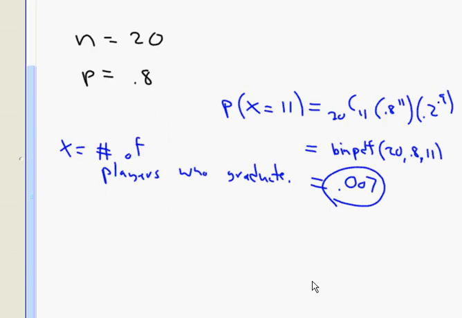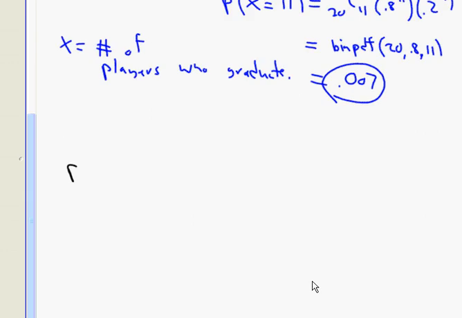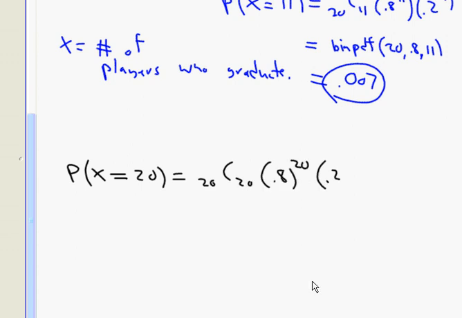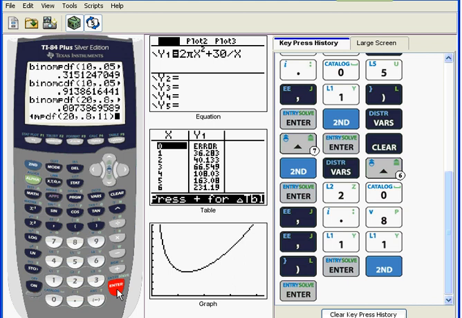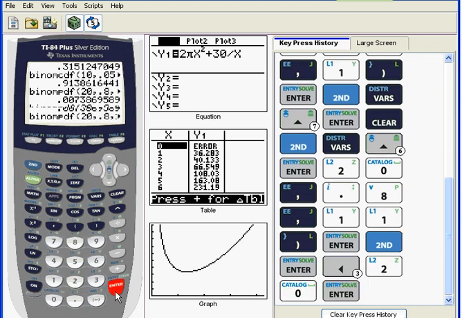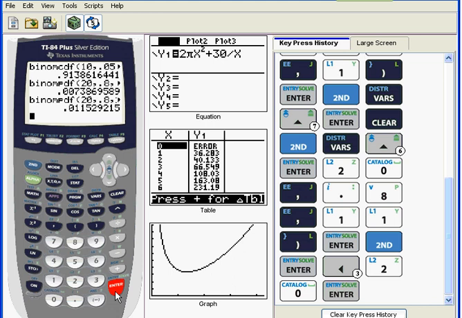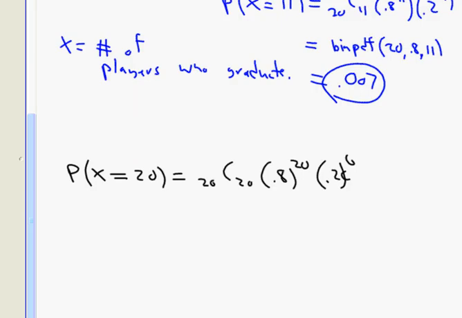Okay, let's find out the next part. Let's find the probability that all 20 graduate. What's the probability that x equals 20? Well, that's 20C20, 0.8 to the 20th, 0.2 to the 0. So let's see what that turns out to be. I'll just do second distributions here and change that 11 to a 20. Hit enter, and I get 0.0115. So that's pretty unlikely, too, and I'm not surprised by that.